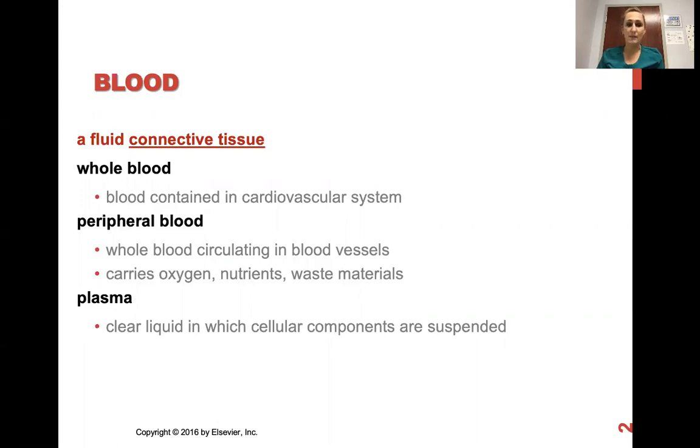And now plasma. Plasma is essentially the clear liquid in which cellular components are suspended. In general, blood is red and opaque. You can't see through it. It's not translucent or transparent. And it's made up of this plasma. And plasma, once again, is a clear liquid, primarily water. And then the cellular components are suspended.